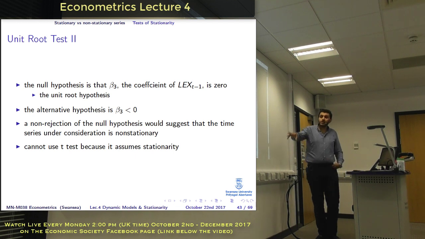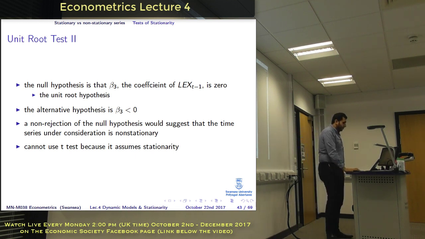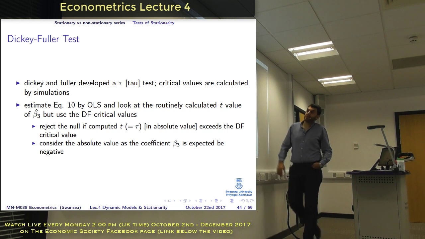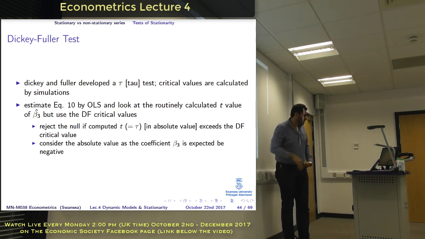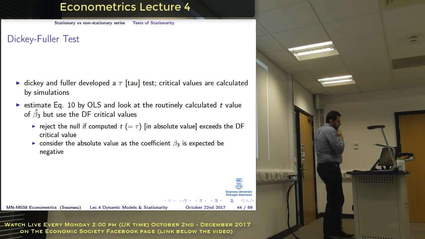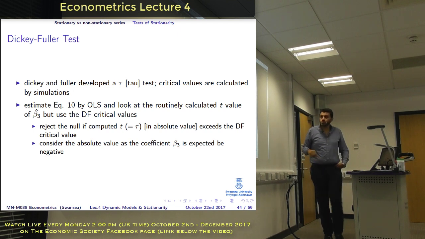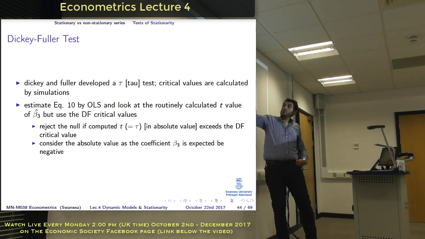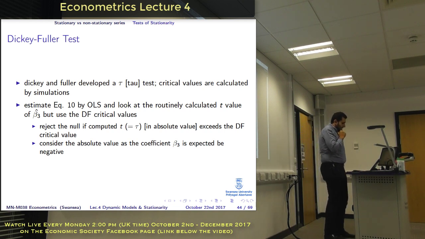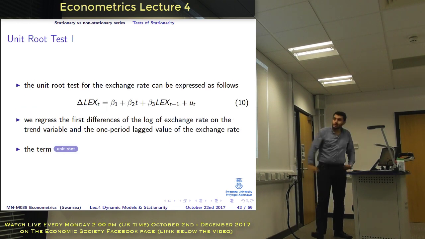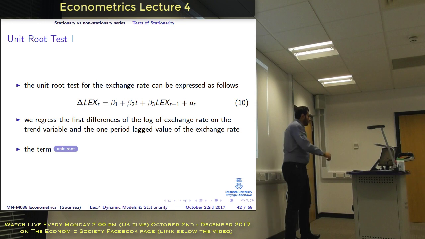Because we can't use the t-test, Dickey and Fuller provide the tau test, and they provide critical values calculated by simulation. So rather than using the t-distribution, which you can't do, you follow the tau critical values. And if we estimate this equation by OLS, this is what I'm going to show you now.